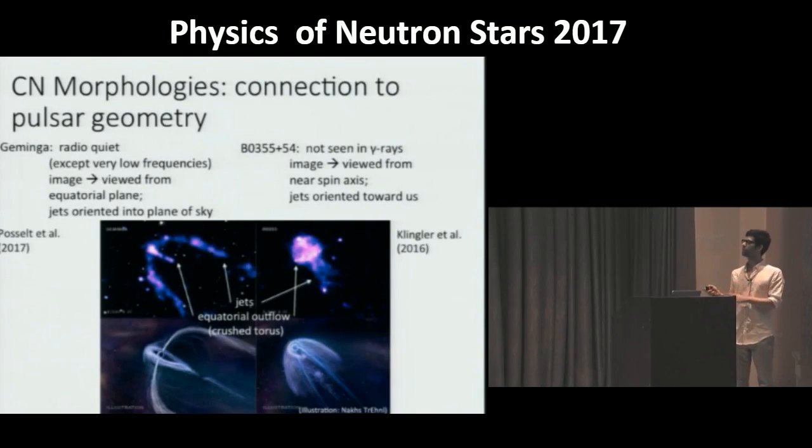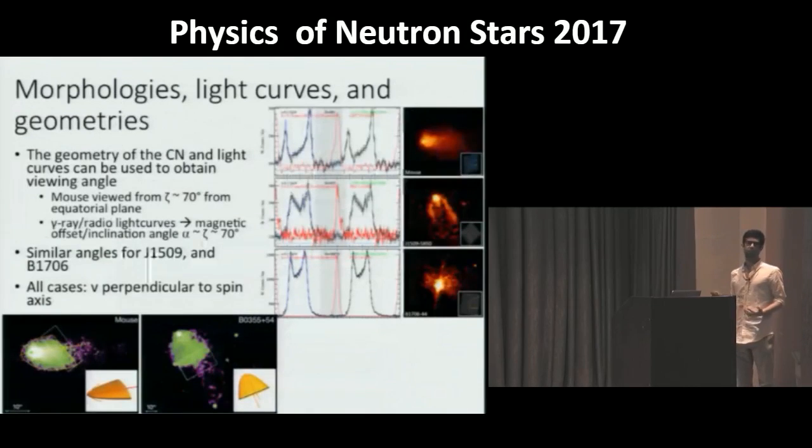Now, if you can imagine, if you looked at Geminga from above the equatorial outflow, you would see something similar to this. And that's the nebula, and then these 2 things moving away from the pulsar and separating are the jets superimposed on each other in projection. So, as Oleg said, there's a connection between the pulsar wind morphology and the light curves.